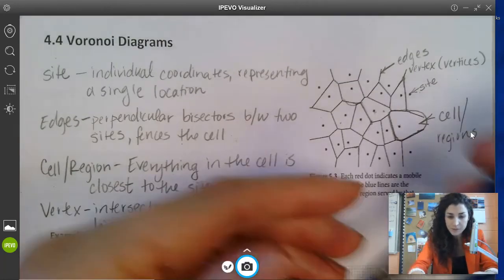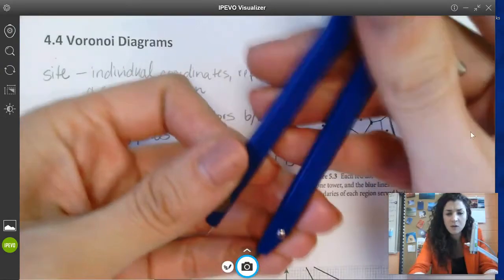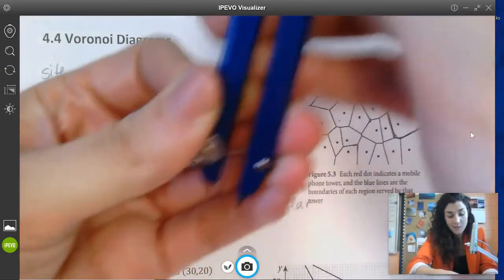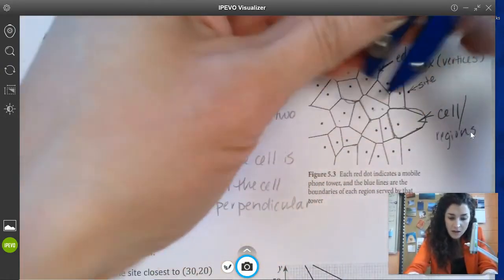This is a compass. We don't use them much in IB, which is a shame. I think they're fun, but I'm a math teacher, so I'm biased.